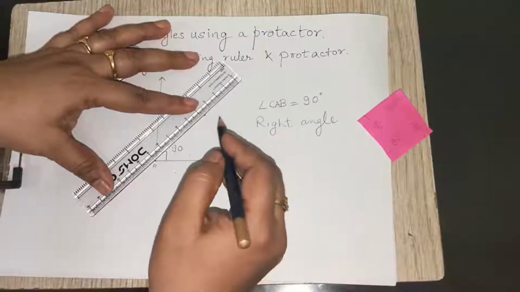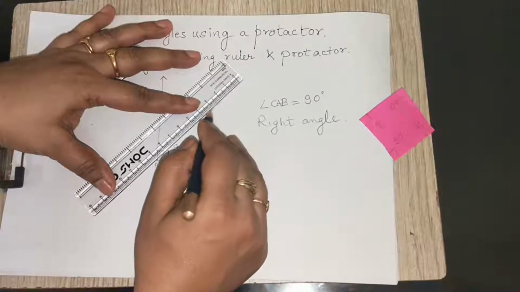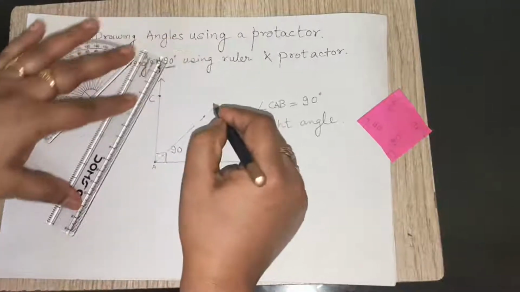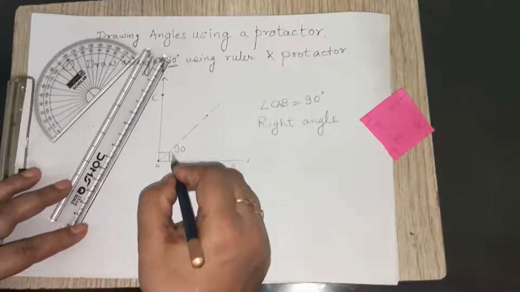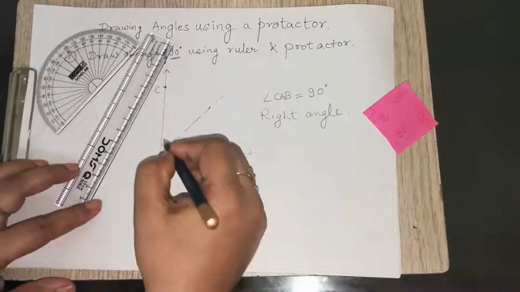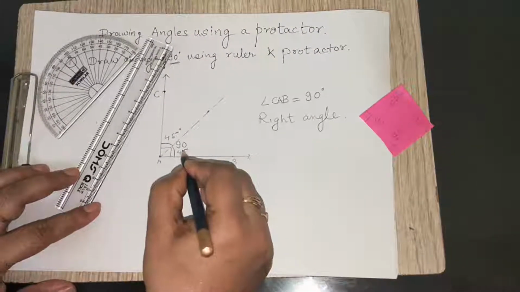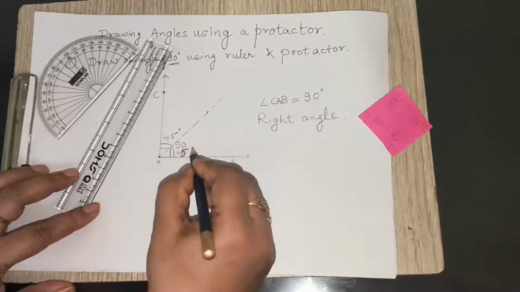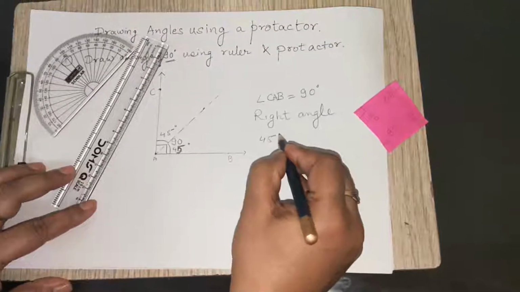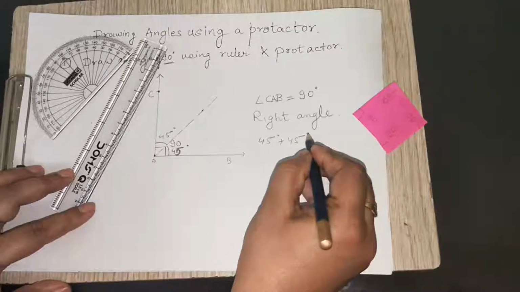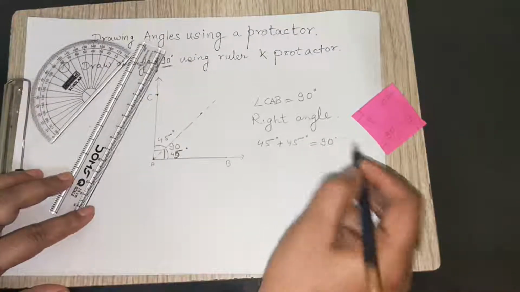So now I am explaining that two 45 degree angles make 90 degree. This one is 45 degree and this one is also 45 degree. So when you add these two, what will you get? You will get 45 degree plus 45 degree equals 90 degree.